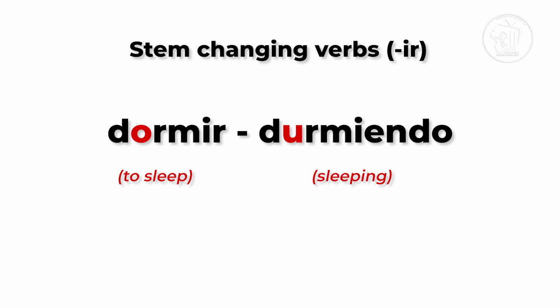So let's do that. After substituting O for U, our new stem is DURM. And now is where we can add our ending IENDO. So sleeping is durmiendo, not dormiendo, durmiendo. Let's repeat that. Dormir means to sleep. Sleeping is durmiendo. Good job.